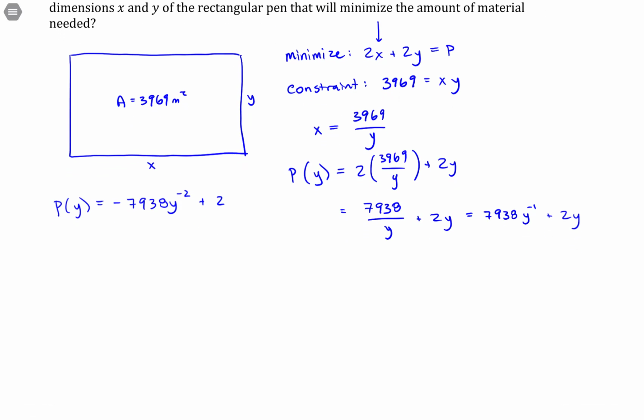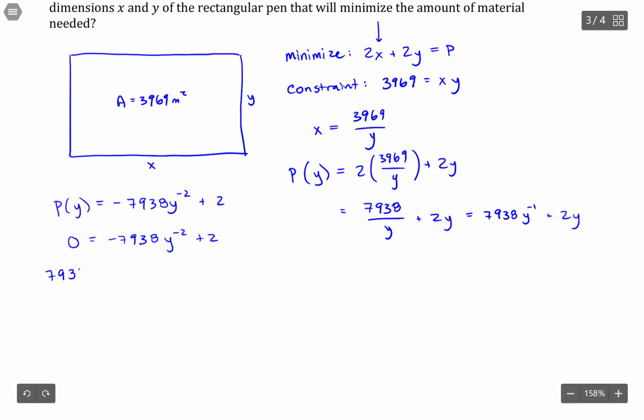Now I need to set this equal to 0. So 0 equals negative 7938 y to the negative 2 plus 2, and then solve. So let's see, if I'll just move this term over to make it positive, 7938 y to the negative second equals 2, and divide this constant over. So that gives me y to the negative second equals 1 over 3969. So we'll just cancel out that 2.